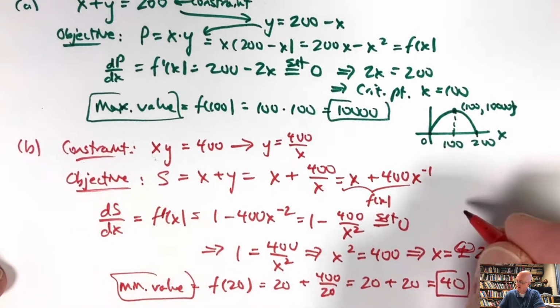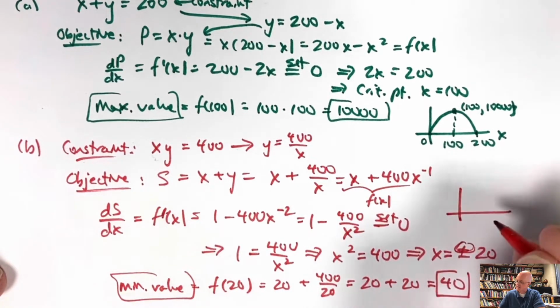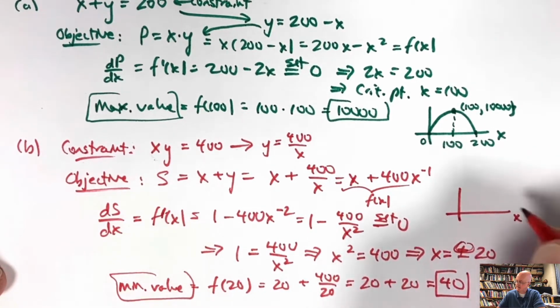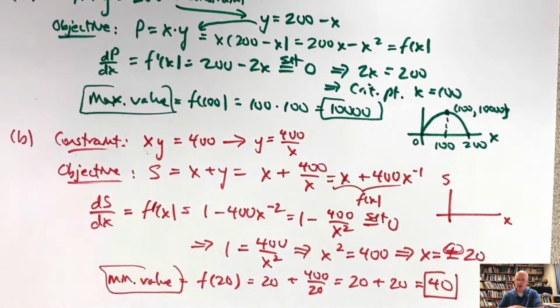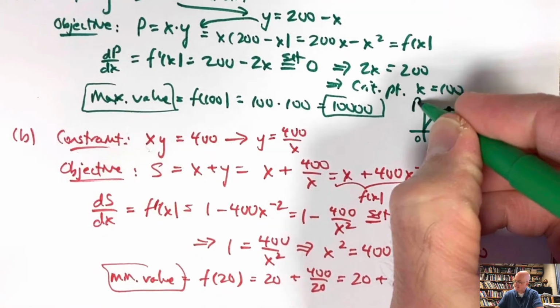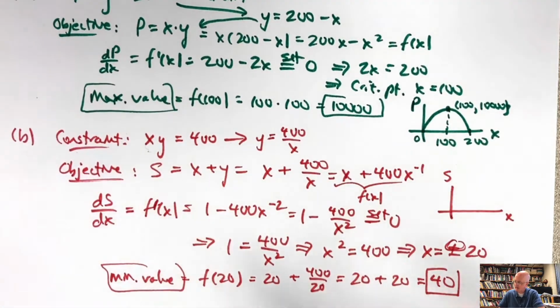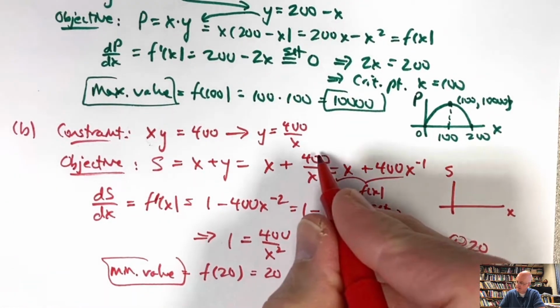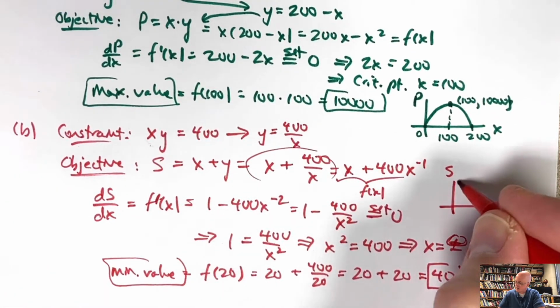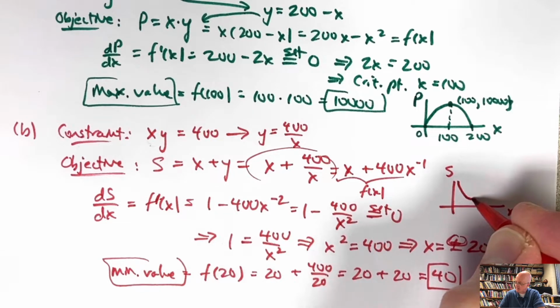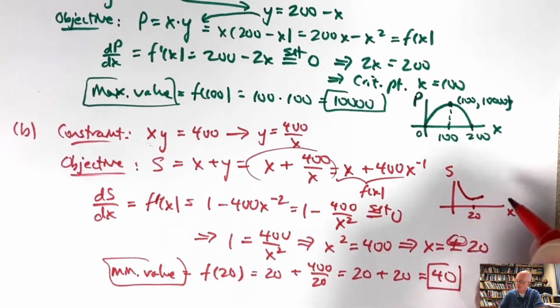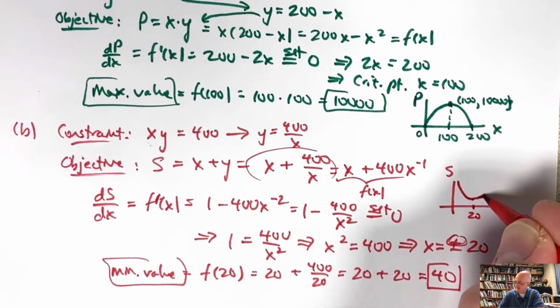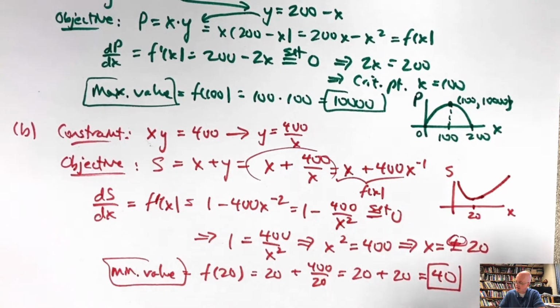What does the graph look like in this case? The graph of the sum as a function of x. The previous problem is the graph of the product as a function of x. You can check with your calculator, graphing this function here, that it goes down and has a minimum at 20. And then it goes back up again. It sort of looks like a parabola here, but it's technically not. It goes off like this.